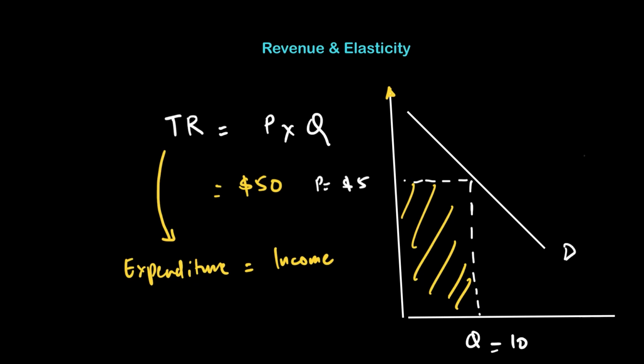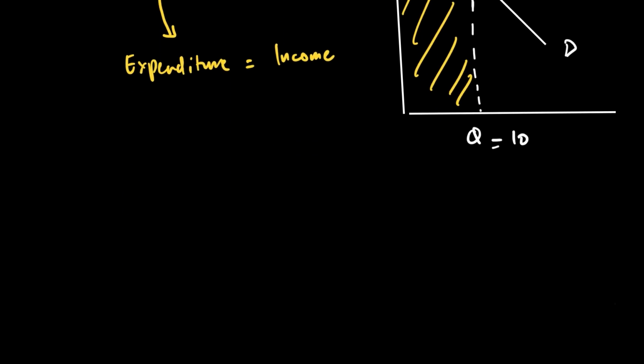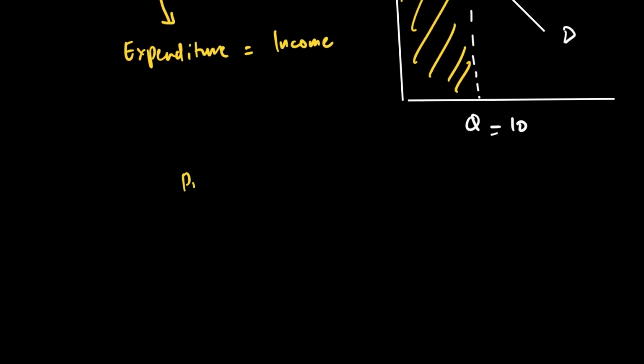Now, total revenue has an important role to play, because profit is simply total revenue minus total cost. If total revenue goes up, we know that the firm's profit will go up. So total revenue depends significantly on elasticity of demand, and this discussion will tell you how, when the elasticity changes, total revenue also changes.